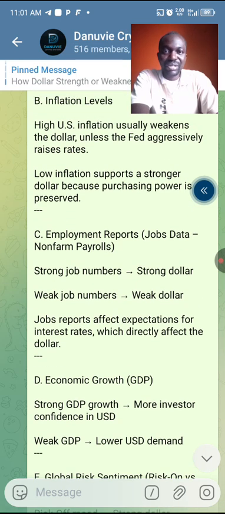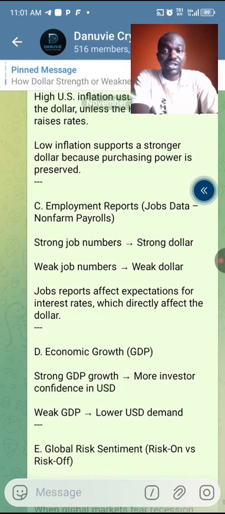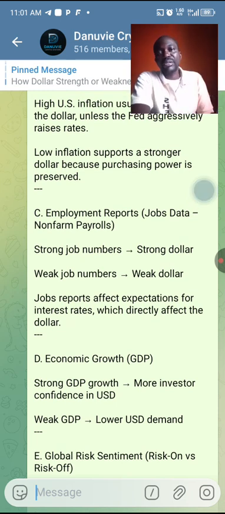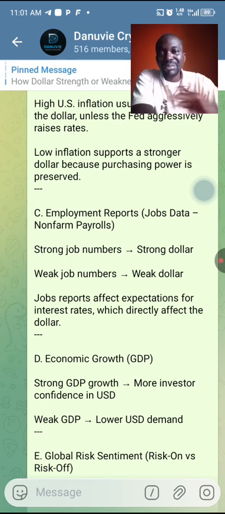So let's go to the next one, employment reports, which is the jobs data or non-farm payrolls. I believe in my last video I talked about the non-farm payrolls. Yeah, and we said that the non-farm payrolls is the total amount of jobs added to the US economy except from agriculture. That's except from the agricultural sector.